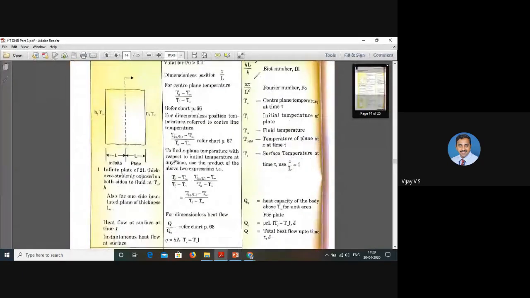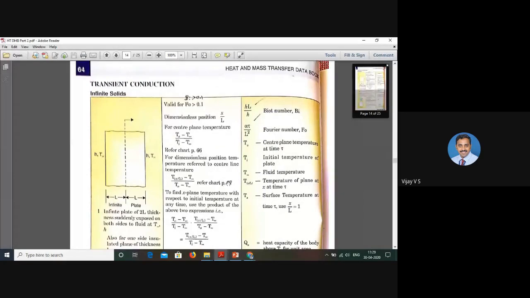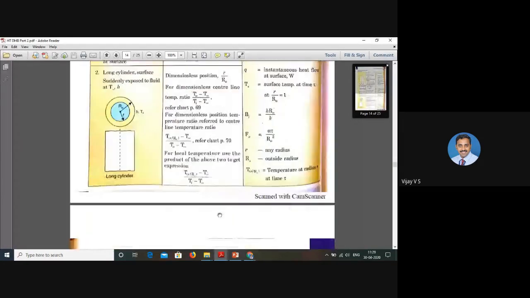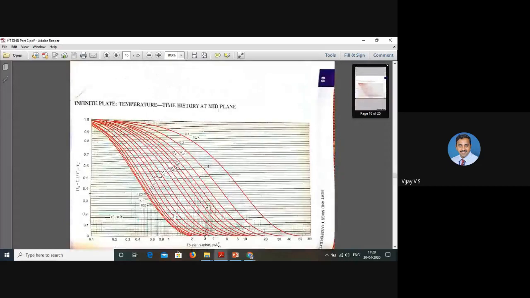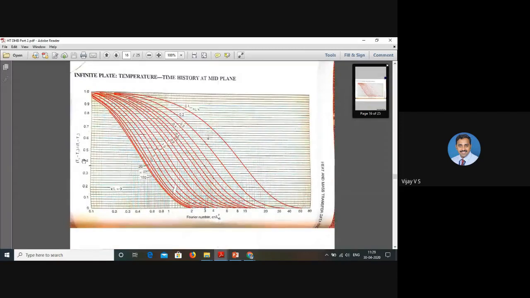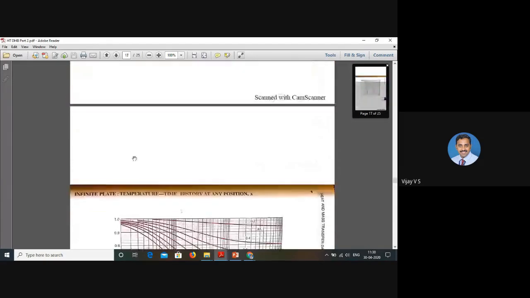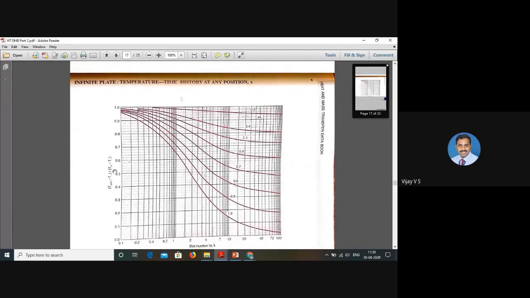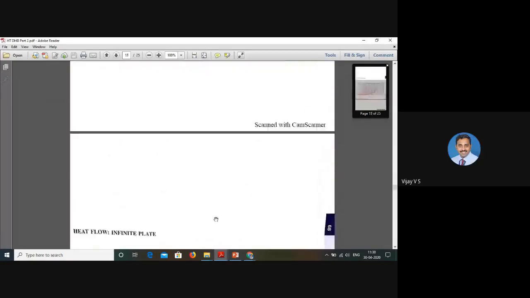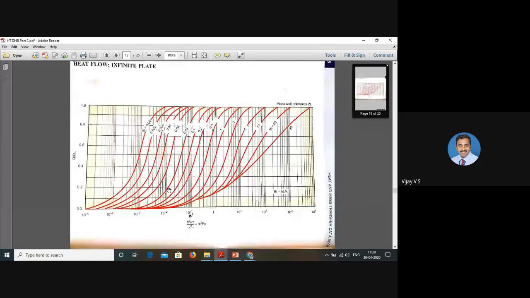This is the data handbook. This is for the infinite plate. So we are using the three graphs on pages 66, 67, and 68. For every solid we have three graphs. The first graph is the infinite plate temperature-time history at the mid plane, at the center, where we find T naught. Next, we find the temperature at any distance x. This depends upon the T naught value, which is obtained from the previous graph. So you can't use the second graph directly without using the first graph. Clear? And the last one is the heat flow graph. These are the three graphs.